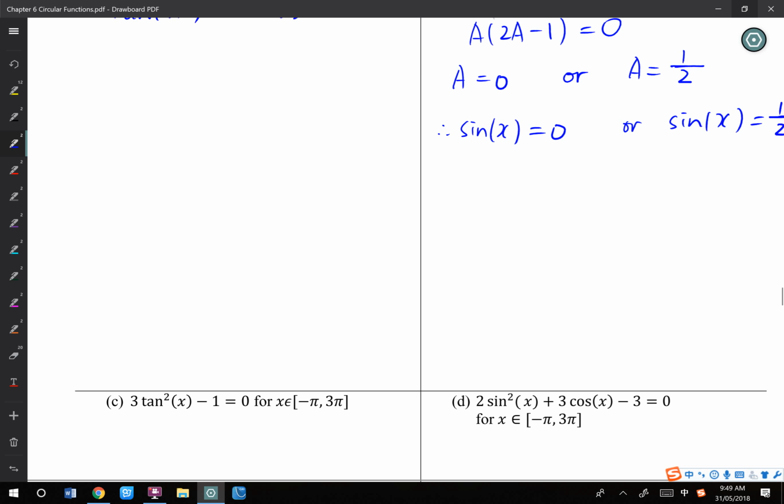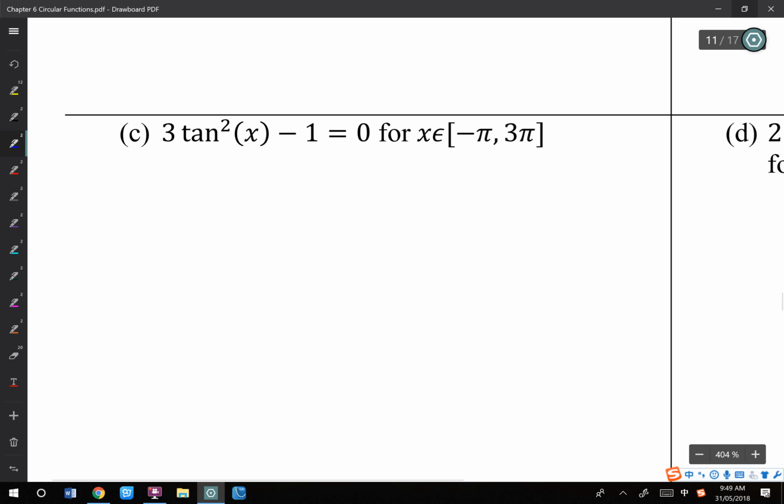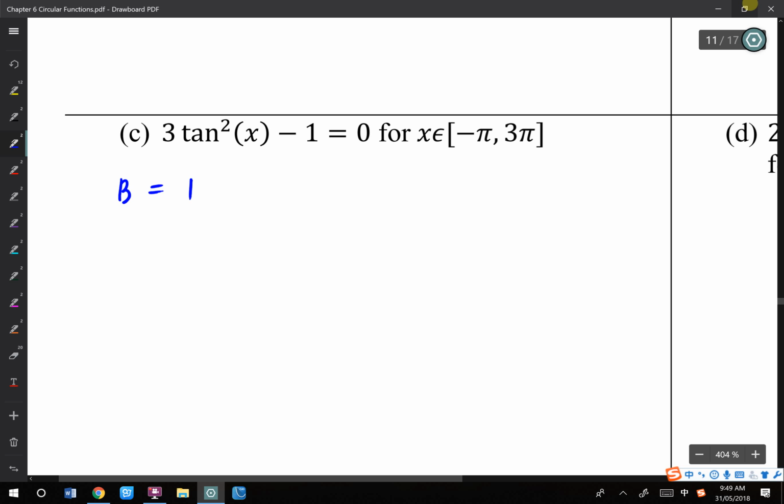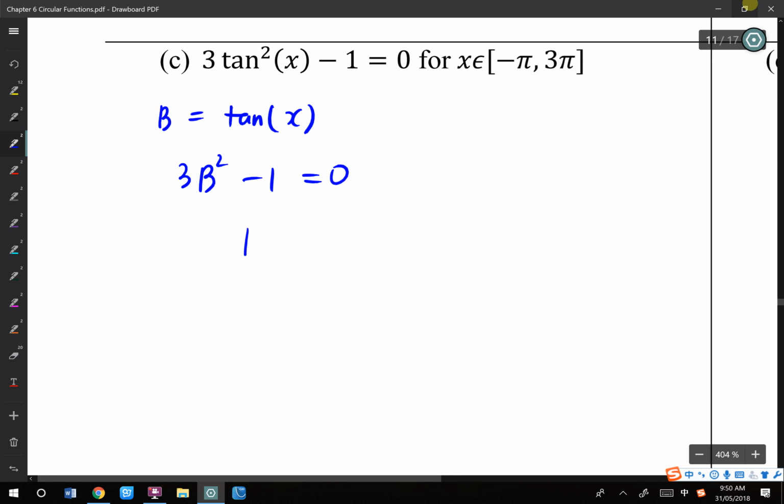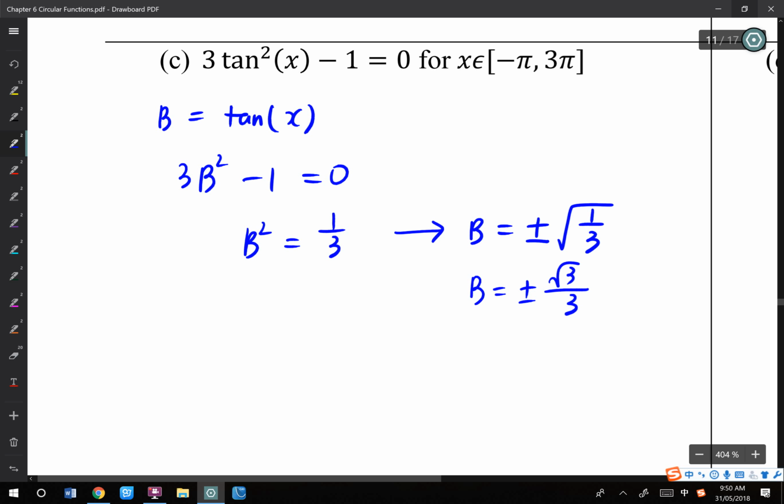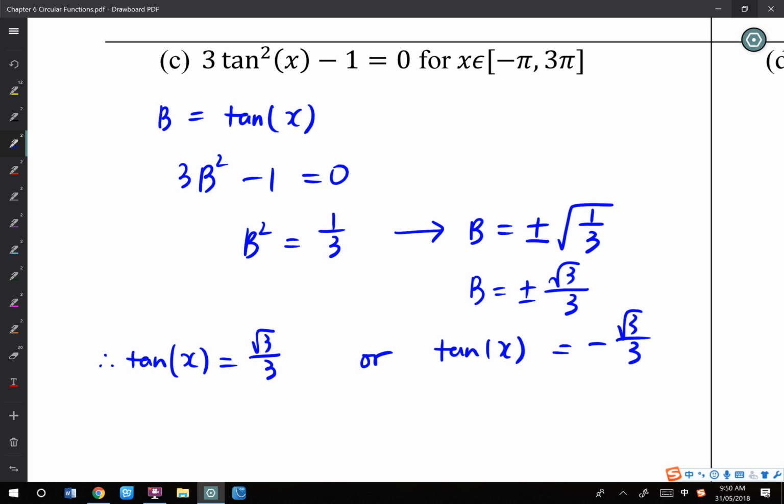Okay, well, you can keep doing after that. I'll skip there. And for 3, I have just 10x squared in it. Well, you can change it to a letter b. Let's say b equals 10x. So what I'll have is 3b squared minus 1 equals 0. So b squared equals 1 over 3, b equals plus or minus square root 1 over 3, and that is root 3 over 3. So the question becomes tangent x equals root 3 over 3 or tangent x equals minus root 3 over 3. Well, it has two equations now.